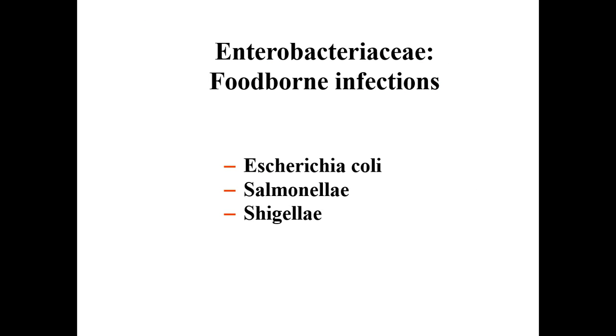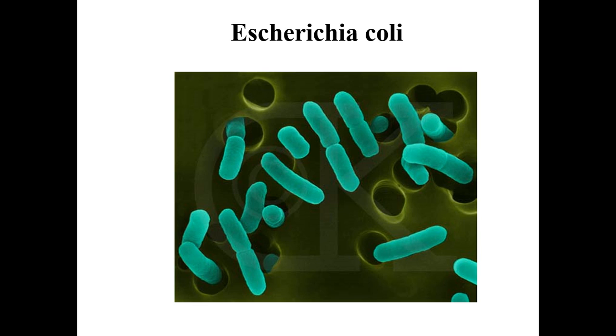Enterobacteriaceae foodborne infection: Escherichia coli, Salmonella, and Shigella. Escherichia coli is the most common aerobe to be harbored in the gut of humans and animals. After being excreted in feces, it remains only for some days in the environment.